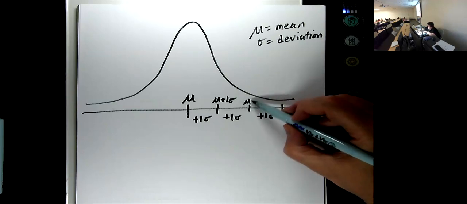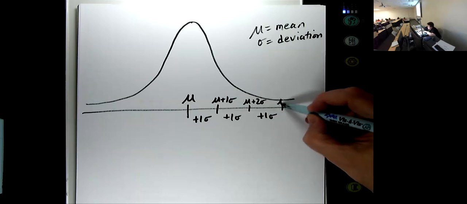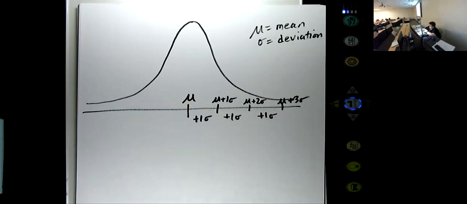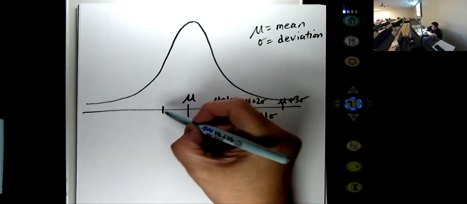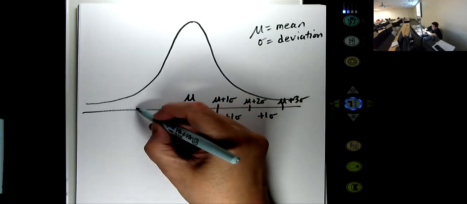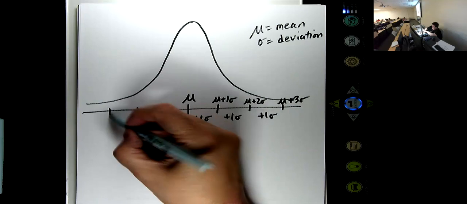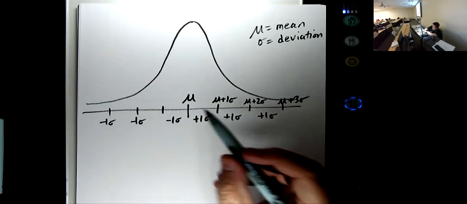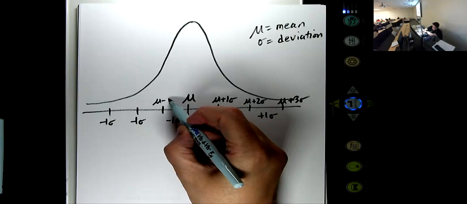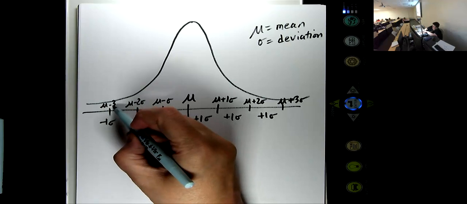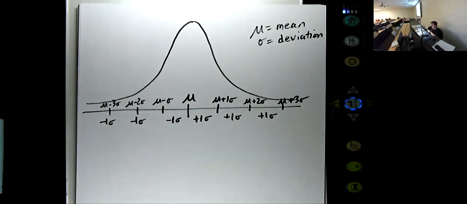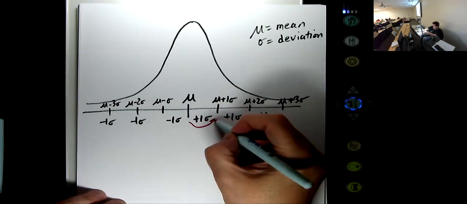This will be mu plus 2 sigma. And this will be mu plus 3 sigma. And then I'm going to go the other way. Minus 1 sigma, minus 1 sigma, minus 1 sigma. So over here I have mu minus sigma, mu minus 2 sigma, and mu minus 3 sigma. I'll wait a second, let you guys write that out. So the plus 1 means going from there to there.